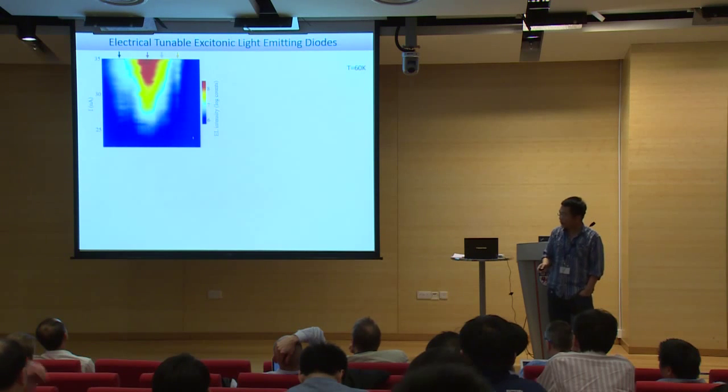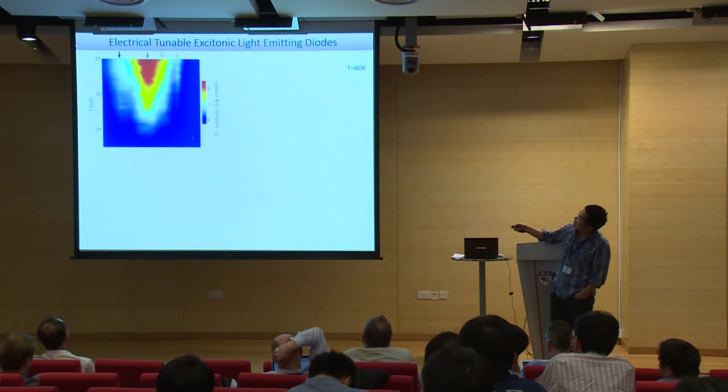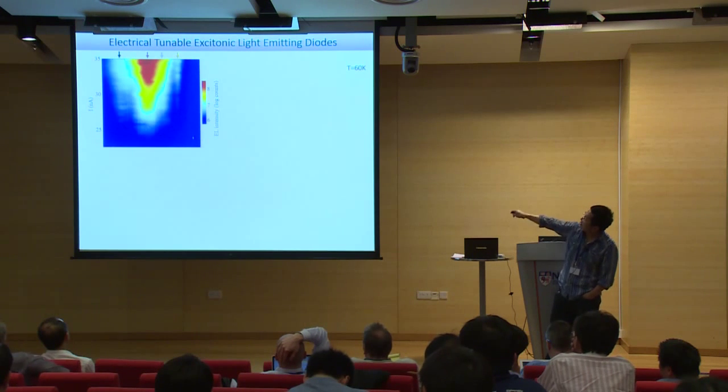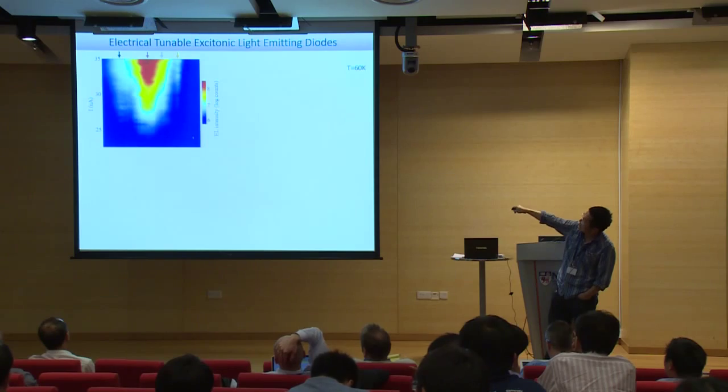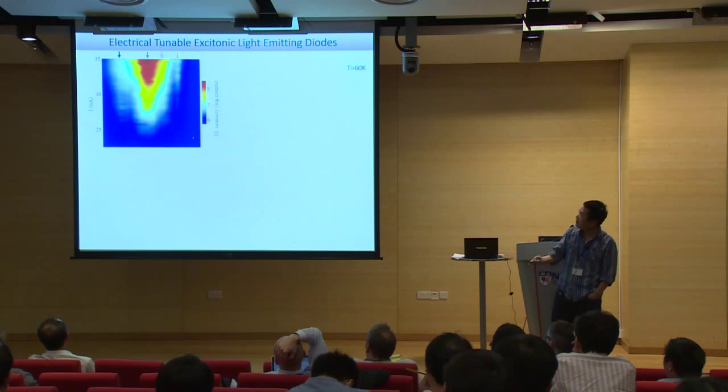Then we want to take a closer look at the nature of this electroluminescence. So we cool down the device. Here I show you the electroluminescence map as a function of current on the y-axis and the energy on the horizontal axis. Here I want to show you there are four features. The first one is this narrow feature, and then here is a shoulder. This is a broad peak in the middle, and there's another shoulder on the high energy side.